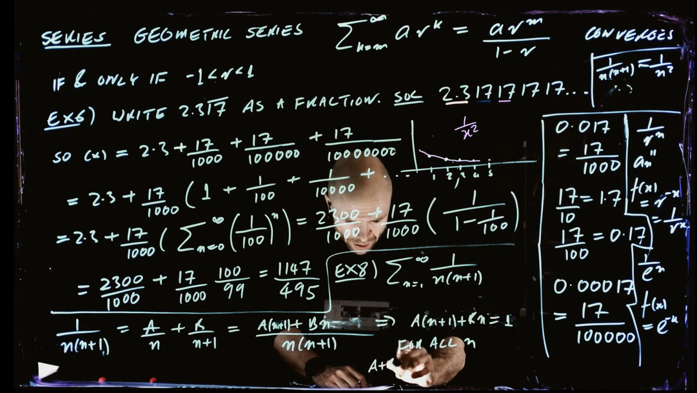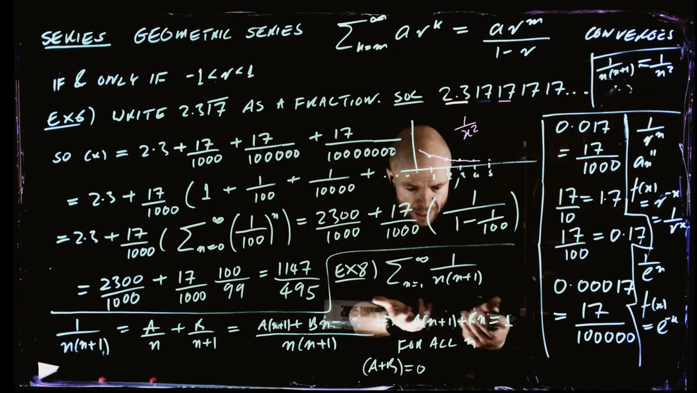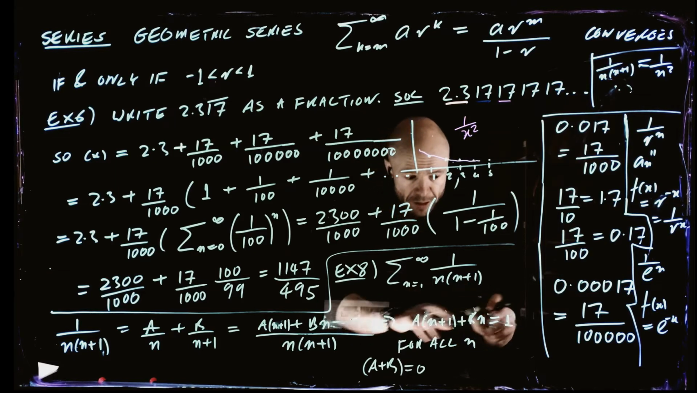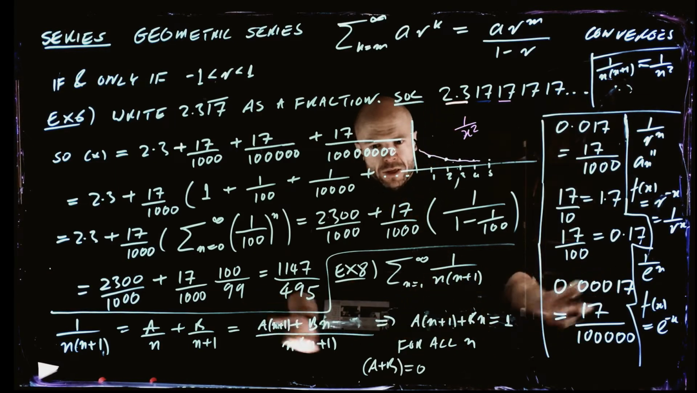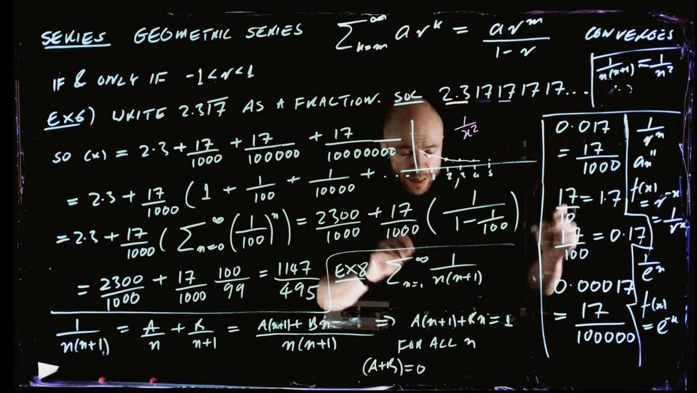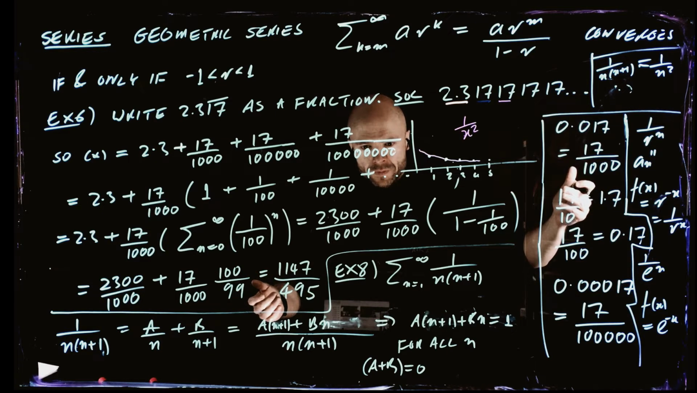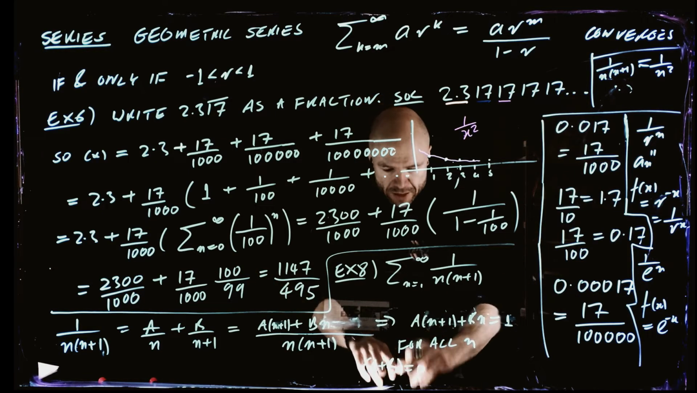a plus b is equal to 0, because if we factor out the n, we have a plus b times n is equal to 1 for all n. If a plus b was not equal to 0, that's just impossible, right? No matter how small a plus b would be, if we have a plus b times n equal to 1 for all n, it's impossible. See what I mean? So that has to be the case.